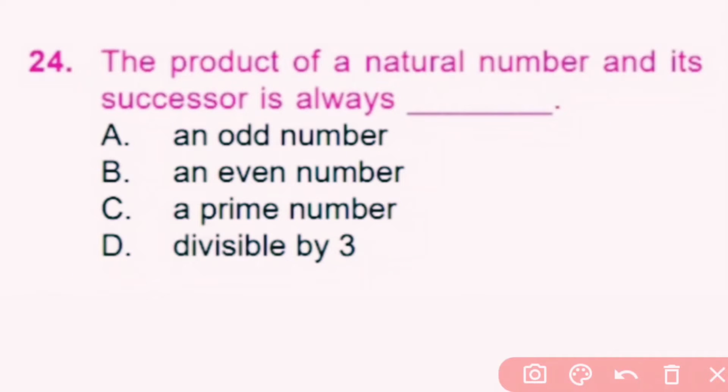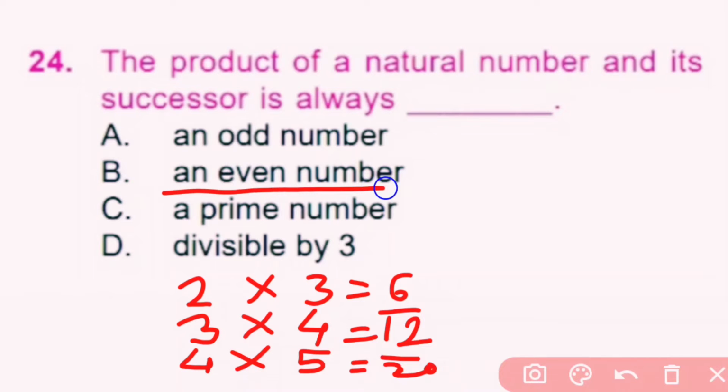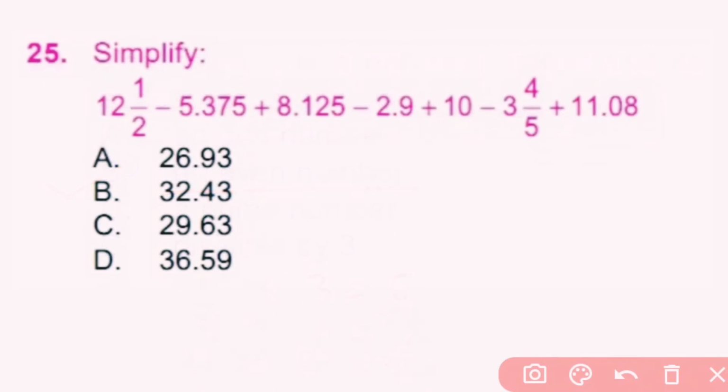Question number 24. The product of a natural number and its successor is always dash. If we take 2, its successor is 3 and their multiplication is 6. 6 is an even number. If we take 3 as the natural number, its successor is 4 and their multiplication is 12. 12 is an even number. If we take 4, its successor is 5 and their multiplication is 20. 20 is an even number. So the product of a natural number and its successor is always an even number. B is the correct answer.